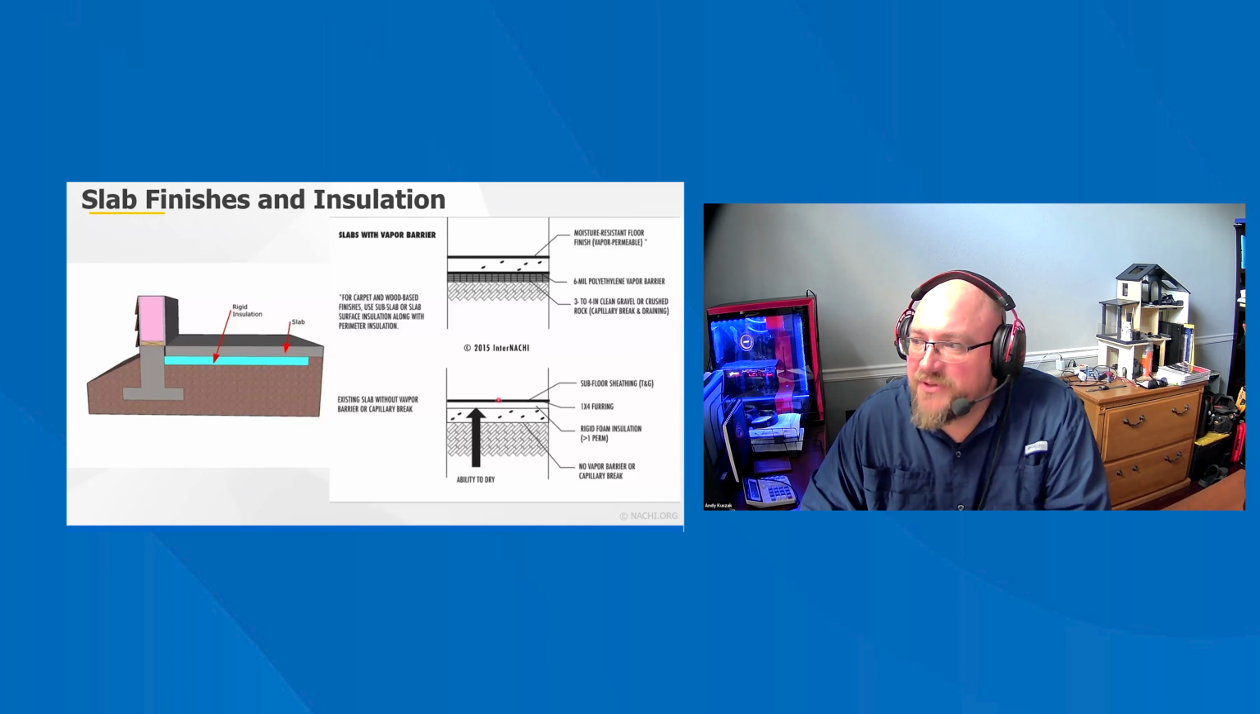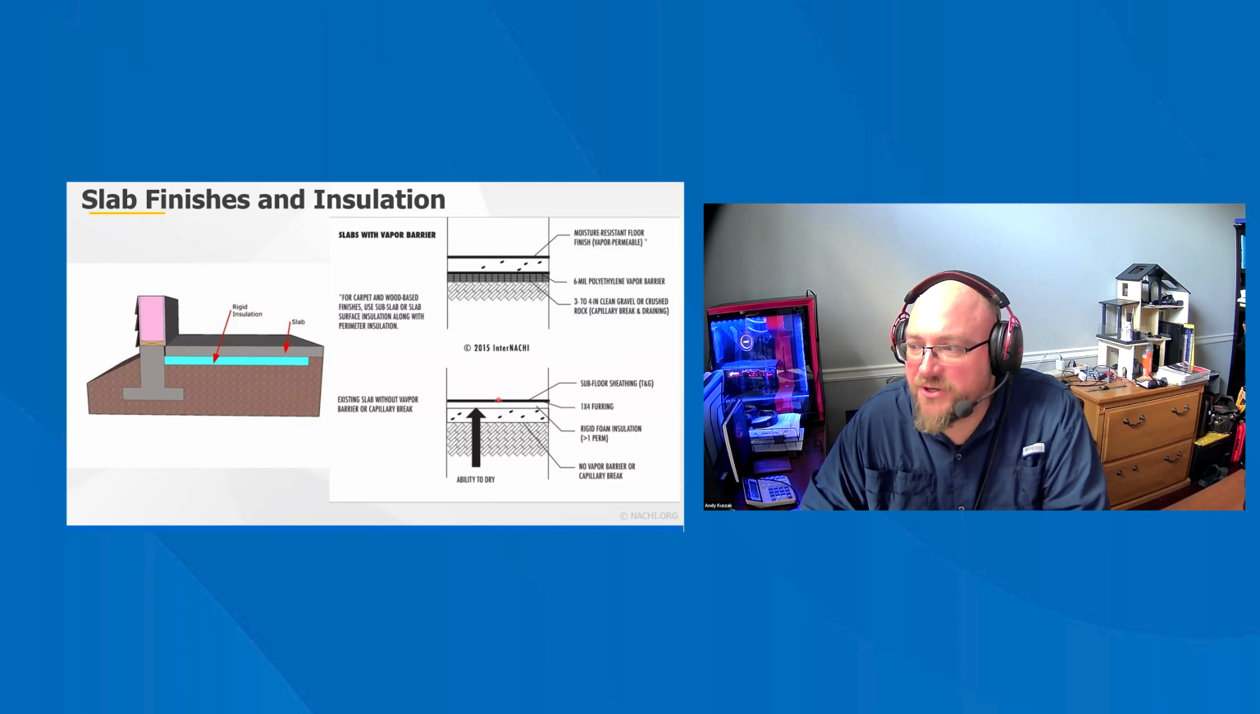Carpet and wood-based floor finishes should not be applied directly to slabs on grade unless the slab or finished surface temperature is raised near room temperature. Moderated floor temperatures that can accommodate moisture-sensitive finishes can be achieved with sub-slab or slab surface insulation as well as perimeter insulation to prevent thermal short circuits in the slab.